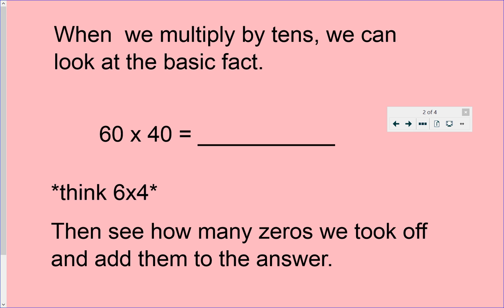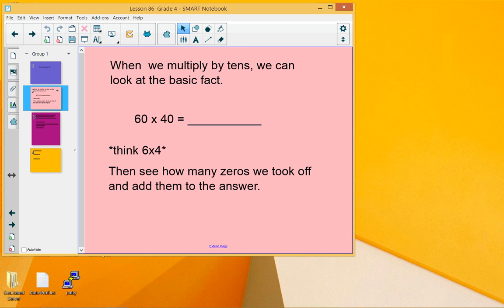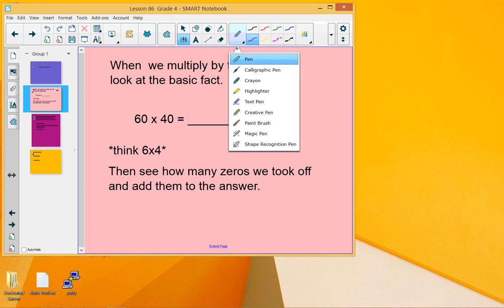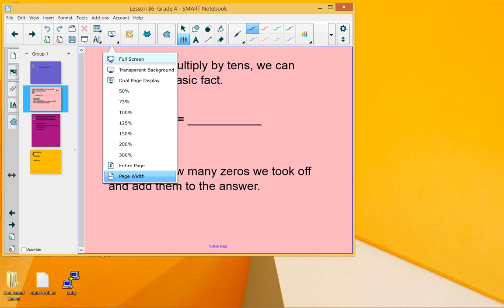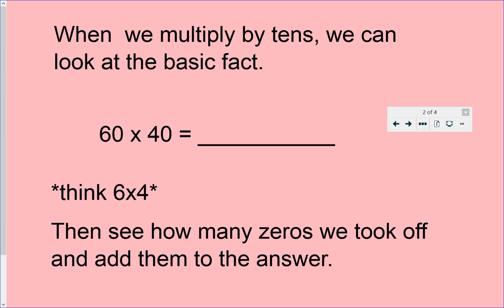So when we multiply by tens, we can look at the basic fact first. If we have 60 times 40, we want to think about the idea of 6 times 4. So instead of thinking of 60 times 40, just think of it as 6 times 4, and let's put a line through those zeros. Once we figure out what 6 times 4 is, 6 times 4 is 24, so we put it on our line.